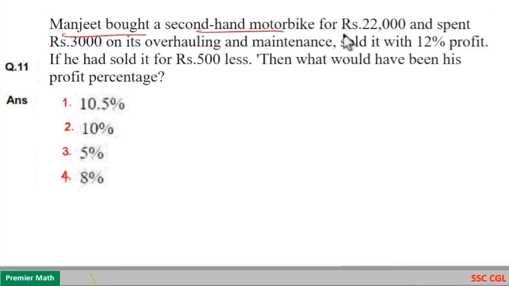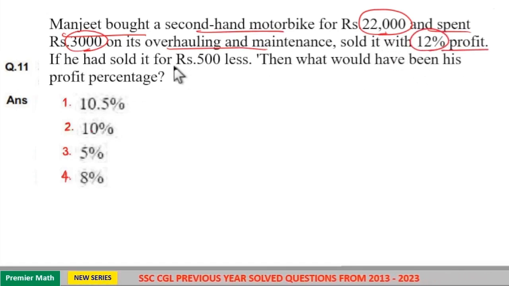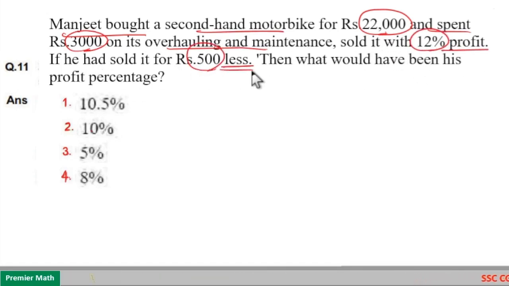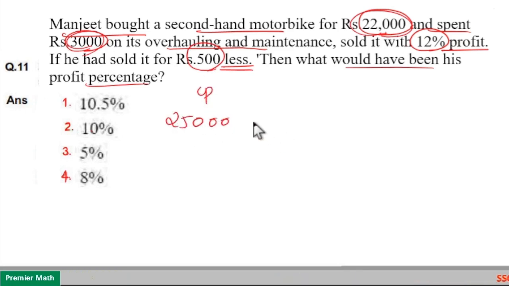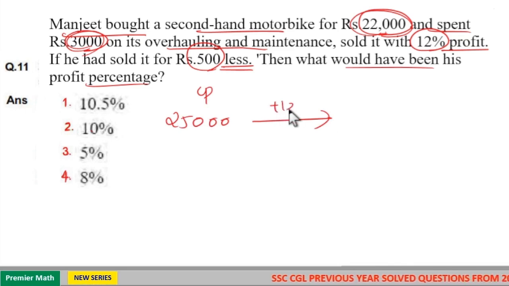Manjeet bought a second-hand motorbike for Rs 22,000 and spent Rs 3,000 on its overhauling and maintenance. He sold it with a 12% profit. If he had sold it for Rs 500 less, then what would have been his profit percentage? Here the cost price is 22,000 plus 3,000, that is 25,000. Now he sold it for 12% profit.